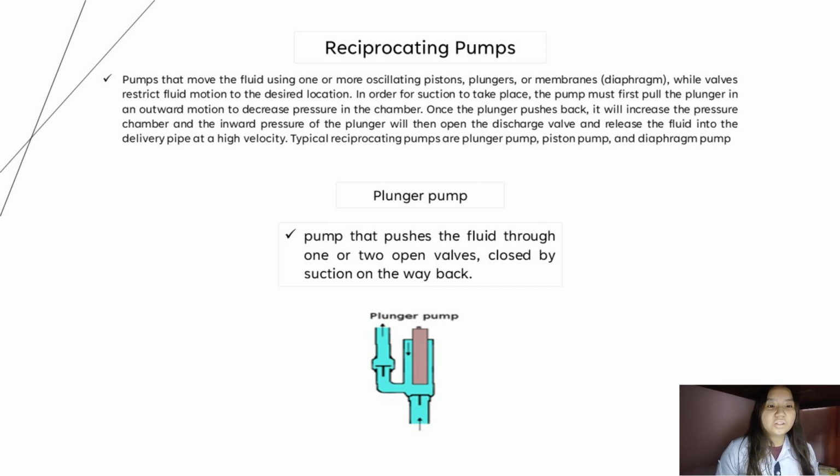In order for the suction to take place, the pump must first pull the plunger in an outward motion to decrease pressure in the chamber. Once the plunger pushes back, it will increase the pressure in the chamber, and the inward pressure of the plunger will then open the discharge valve and release the fluid into the delivery pipe at a high velocity. Typical reciprocating pumps are plunger pump, piston pump, and diaphragm pump.